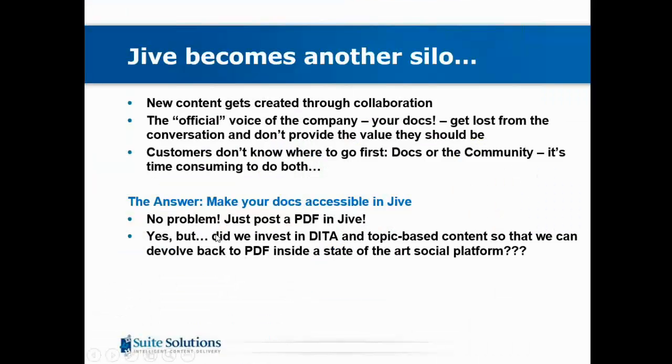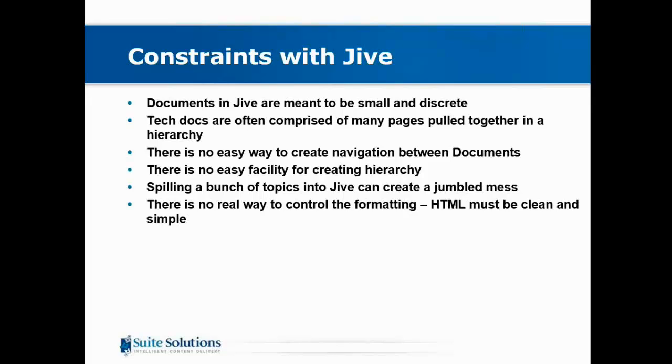But the problem with that is that we didn't invest in topic-based content just to go backwards and develop back into a PDF inside of a platform such as Jive. We're moving forward up the food chain to get to the point where we can collaborate in a topic-based format using Jive, but then we publish a large PDF inside of the Jive platform. It just doesn't make any sense. So the idea is to find a way that we can publish our DITA content into Jive and have each topic discrete as a Jive document.